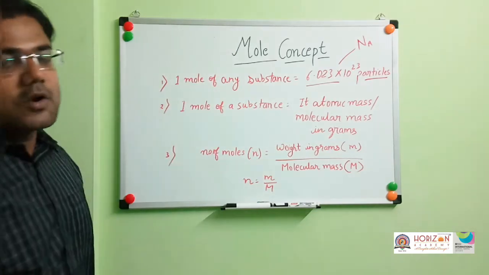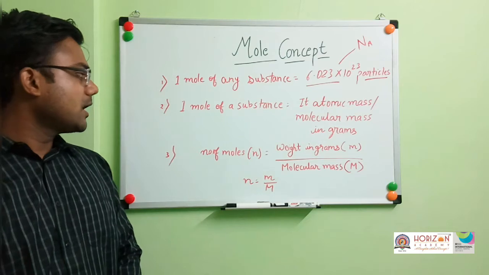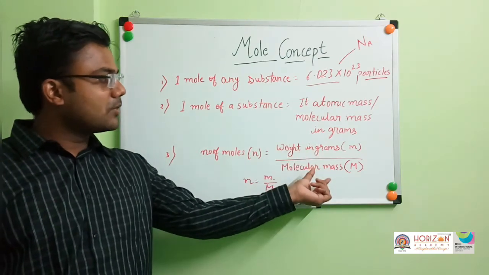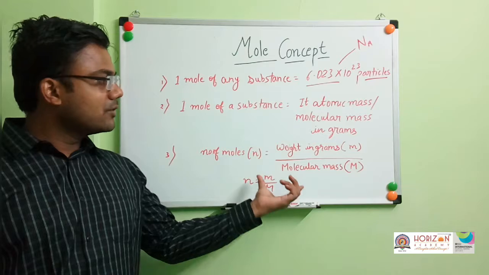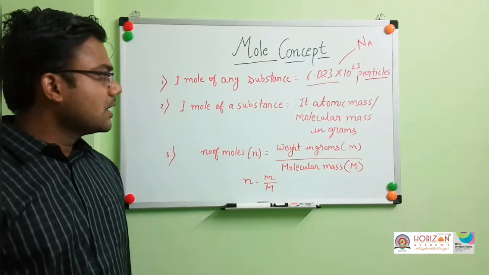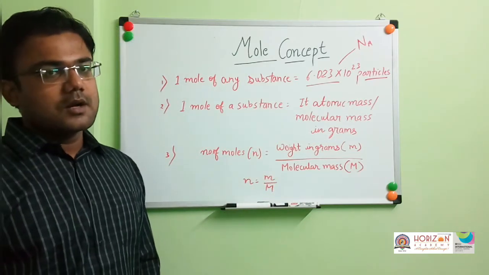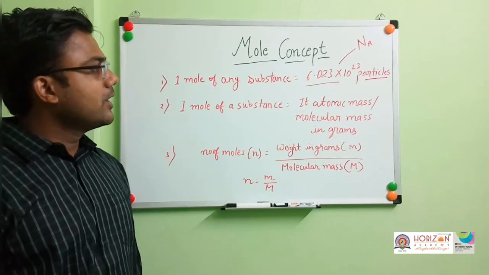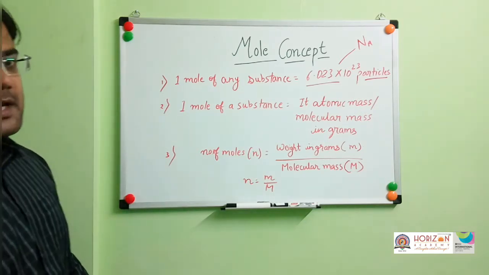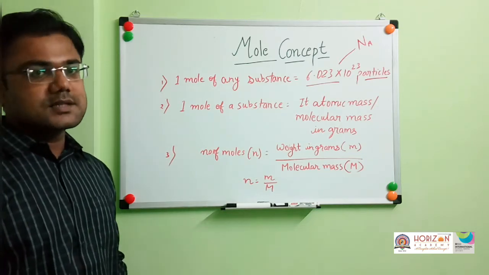For calculating the number of moles, we have a formula. Number of moles, denoted by small n, is equal to weight in grams upon molecular mass. So why are we using this formula? Because if you have 100 pens to distribute among 10 students, how will you distribute? 100 divided by 10. You will get the answer as 10.